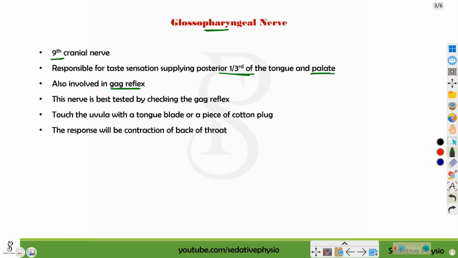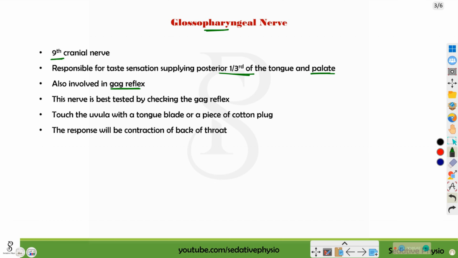The glossopharyngeal nerve is responsible for taste sensation, supplies the posterior 1/3 of the tongue and the palate, and is also responsible for the gag reflex. So, the glossopharyngeal nerve is best tested by checking whether the gag reflex is present or absent. For this, we touch the uvula of the patient with a tongue blade or with a piece of cotton plug. We can use either of these two. Whenever we touch the uvula of the patient with anything, there will be a response.